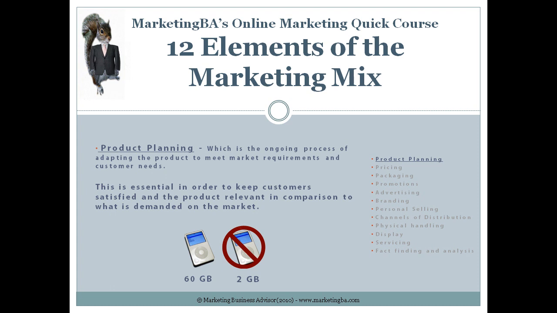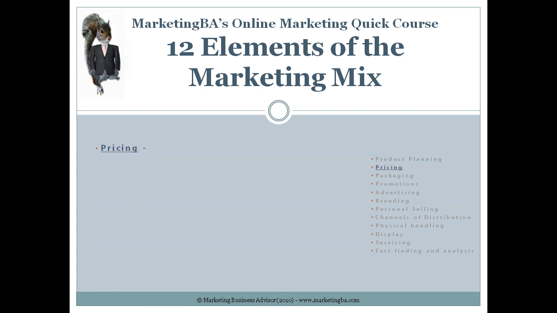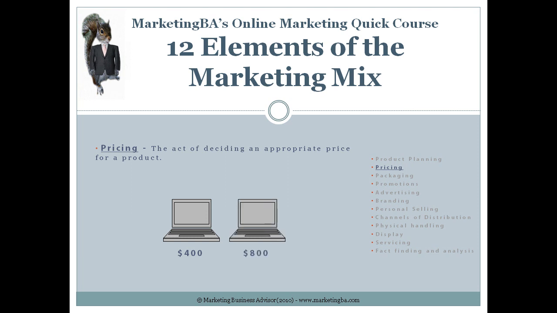The second element of the marketing mix is pricing. This is the act of deciding an appropriate price for a product. Imagine that a competitor is selling a laptop for $400. If you try to sell a laptop with similar features and benefits for $800, then your product will be overpriced and there will be no or little demand for it. On the other hand, if you sell the laptop too cheap, you might not cover the costs involved in producing it. There are many aspects to consider when setting the price.